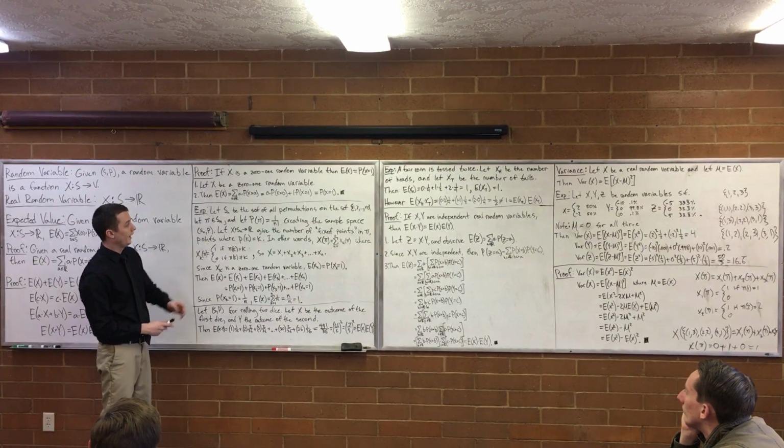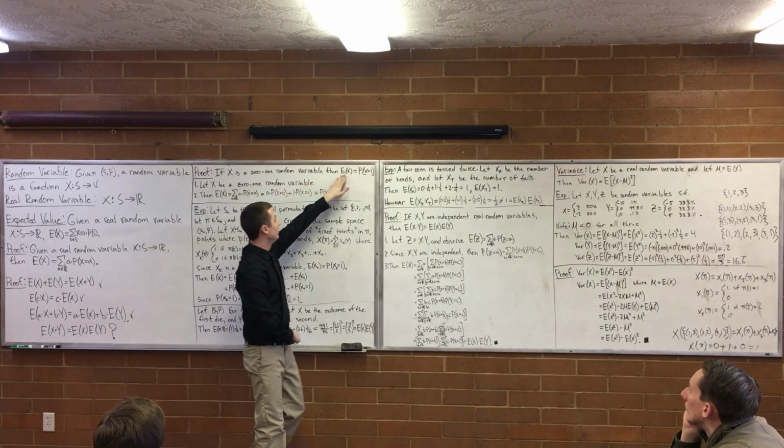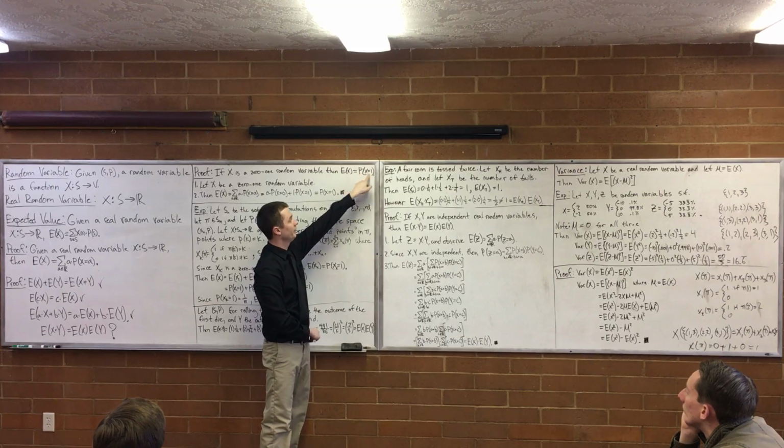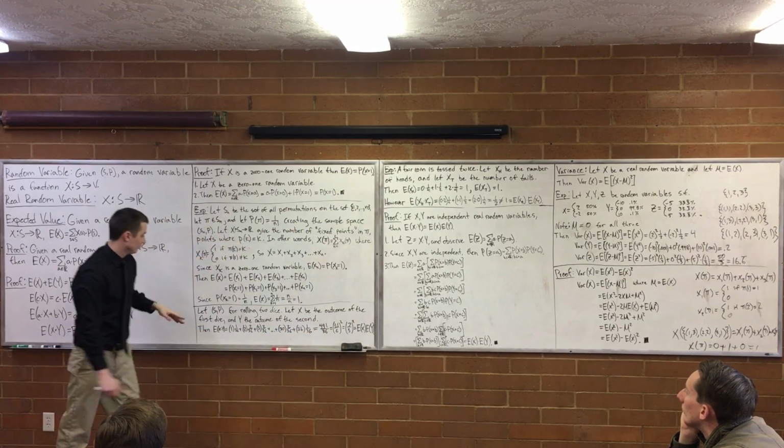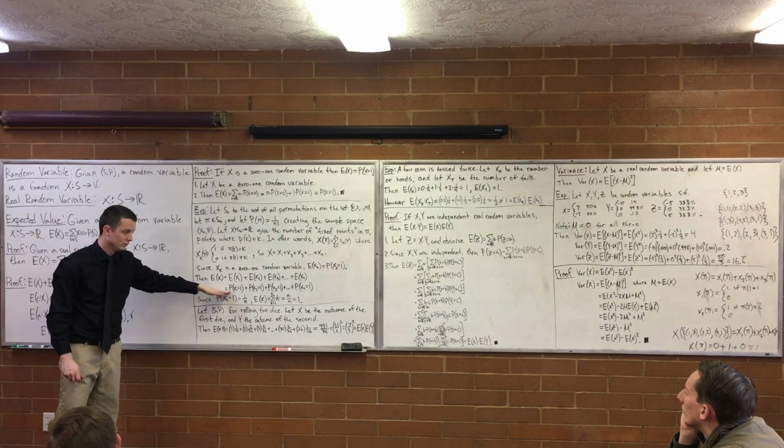Here it is. If X is a 0, 1 random variable, then its expected value is equal to the probability that X equals 1. So all of these can be replaced with the probability that the random variable equals 1, right?